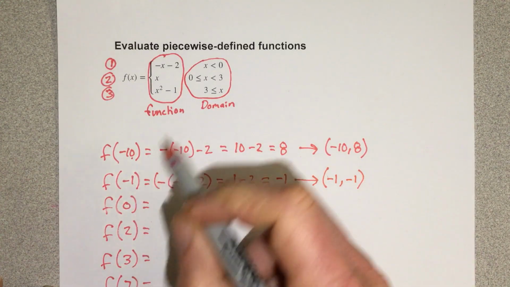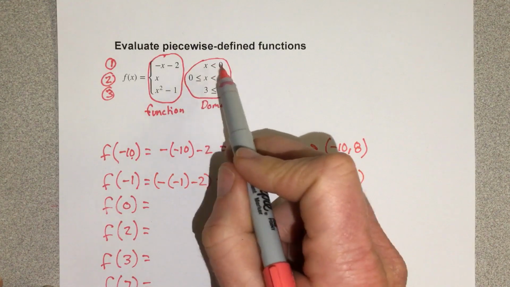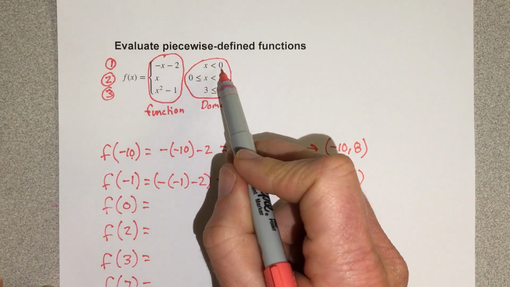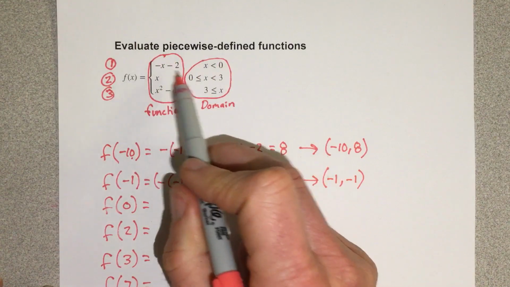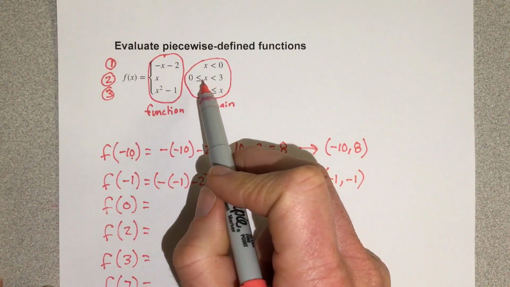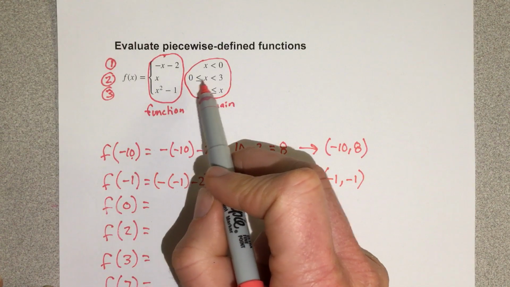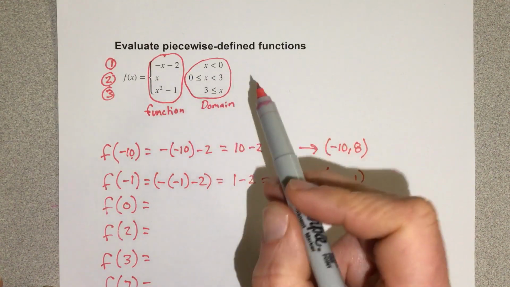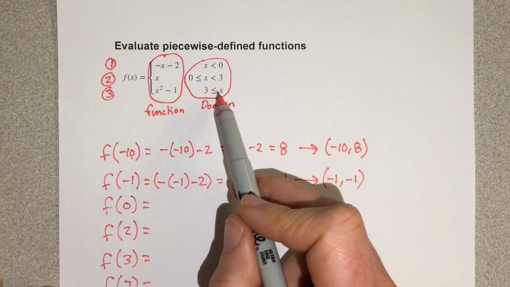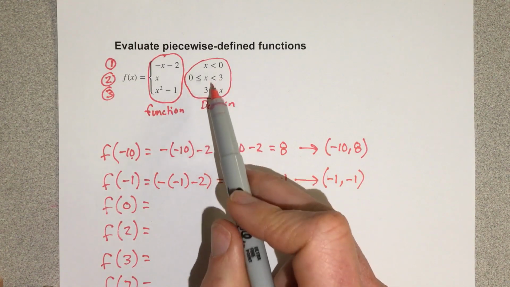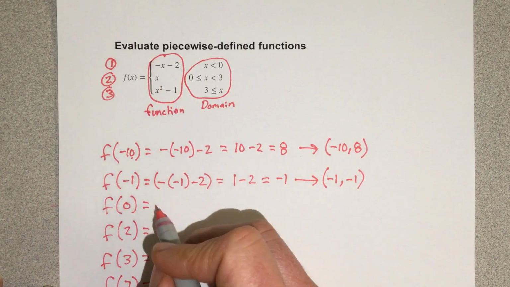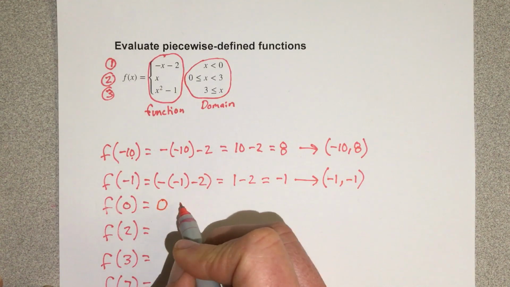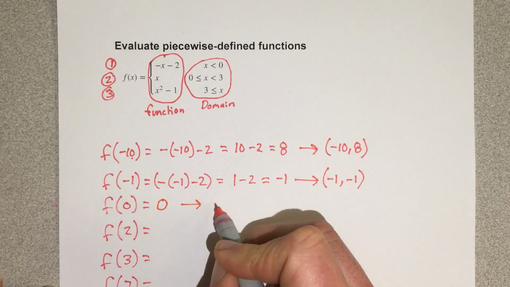Now we're going to plug in 0. This is a tricky one because it says x less than 0. Well, 0 less than 0 is not true, so the top equation cannot be used. 0 is not a part of that domain. But for the middle equation, 0 greater than or equal to 0, yes, that's true. 0 less than 3, yes, that's true. And then is 0 greater than or equal to 3? No. So we can't use the top or bottom equation. We got to use the middle one. The middle one is x, so I end up just plugging 0 in for x. And so that'll give me 0, 0.